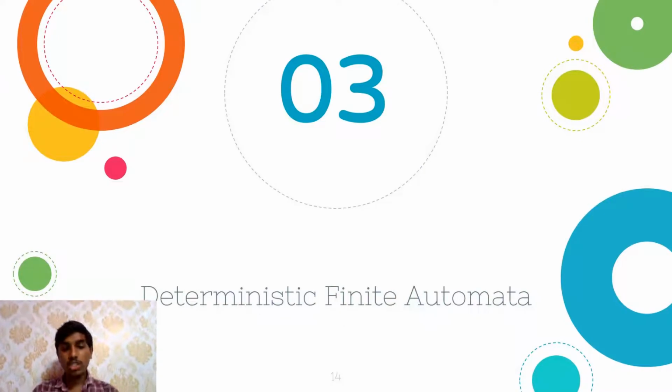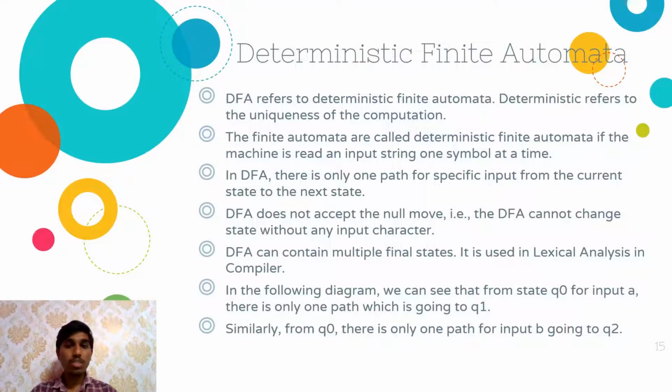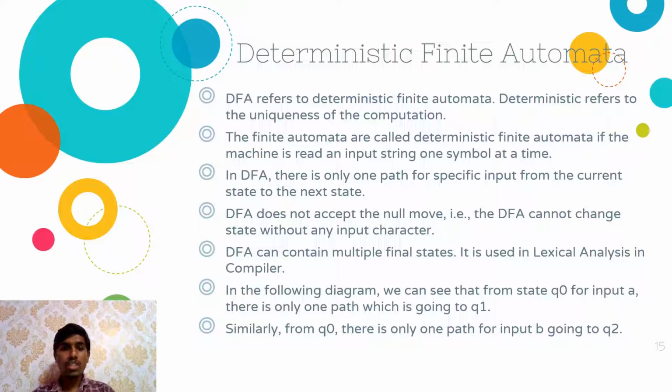So let's discuss deterministic finite automata. What is deterministic finite automata? It is shortly known as DFA. Deterministic finite automata refers to the uniqueness of the computation. The finite automata are called deterministic finite automata if the machine reads an input string one symbol at a time. In DFA, there is only one path for a specific input from the current state to the next state. DFA does not accept the null move. That is, DFA cannot change state without any input character. DFA can contain multiple final states. It is used in lexical analysis as we have discussed before.